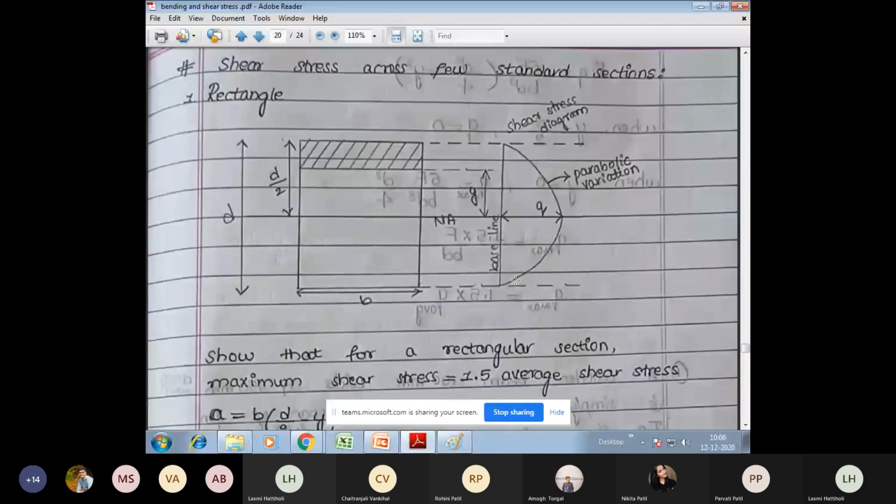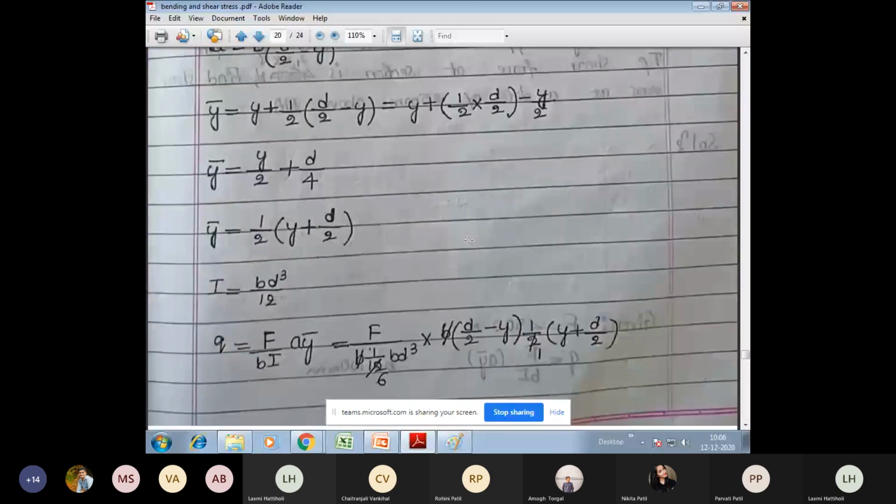At the ends it is 0. At the neutral axis it is maximum. So this is the shear stress variation diagram. So this completes your small derivation.